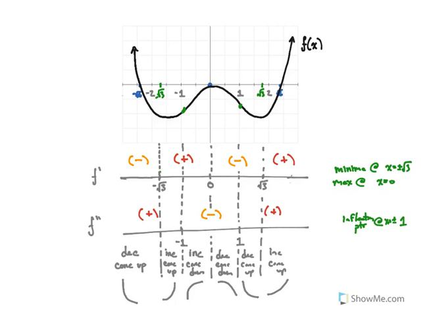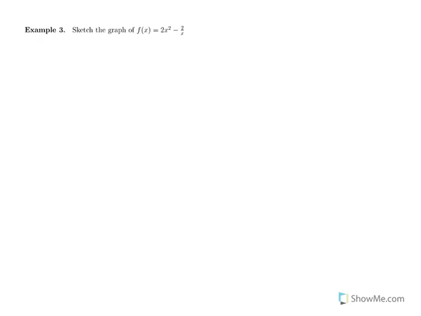We're going to do this one more time. So sketch the graph of f of x equals 2x squared minus 2 over x. First step, we are going to find the derivative, which is going to be 4x minus the derivative of 2 over x, which is going to be plus 2 over x squared.